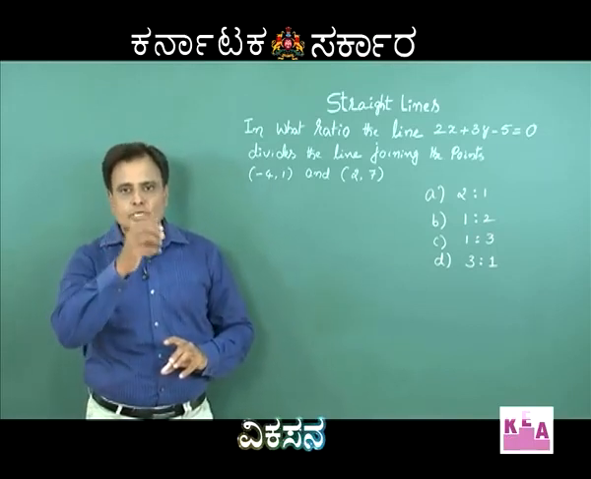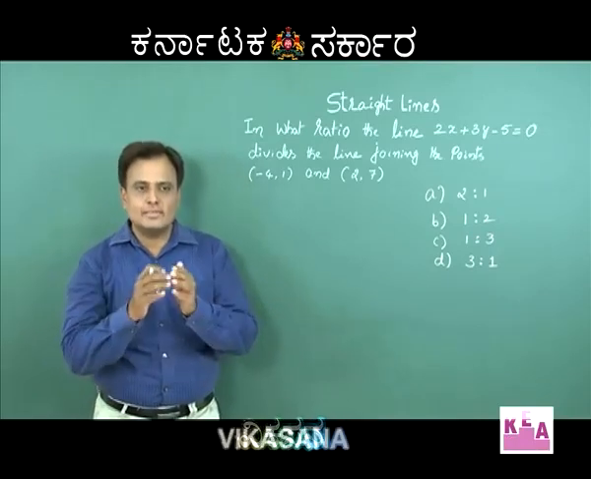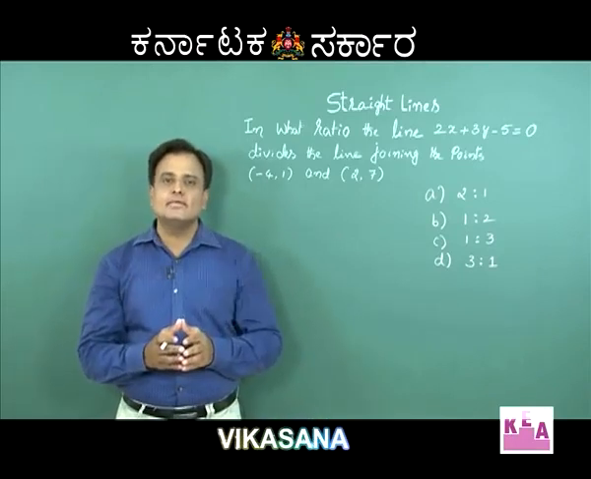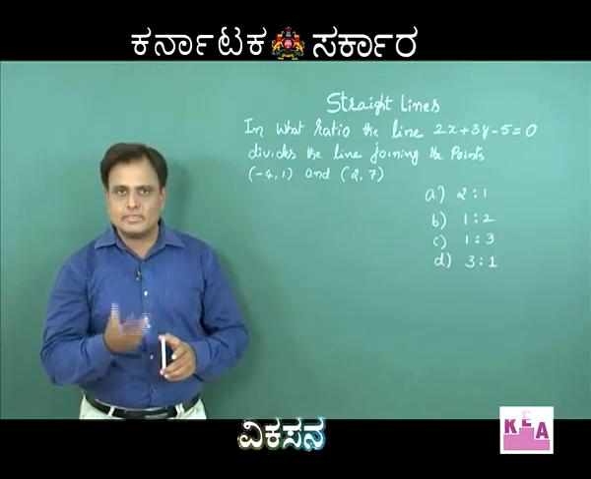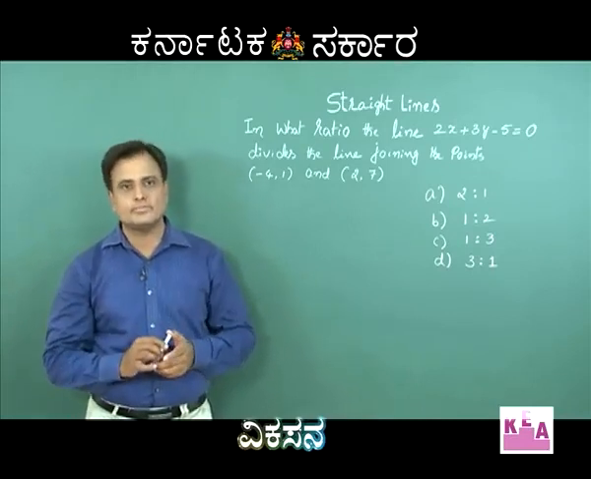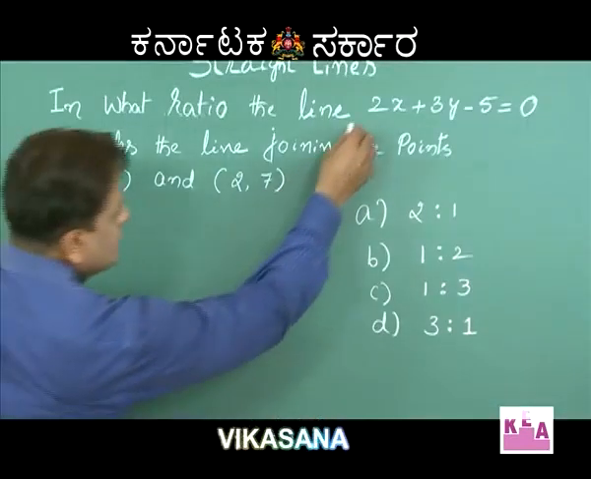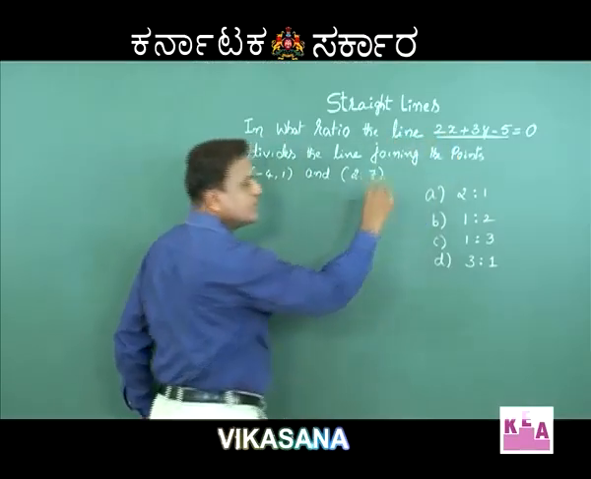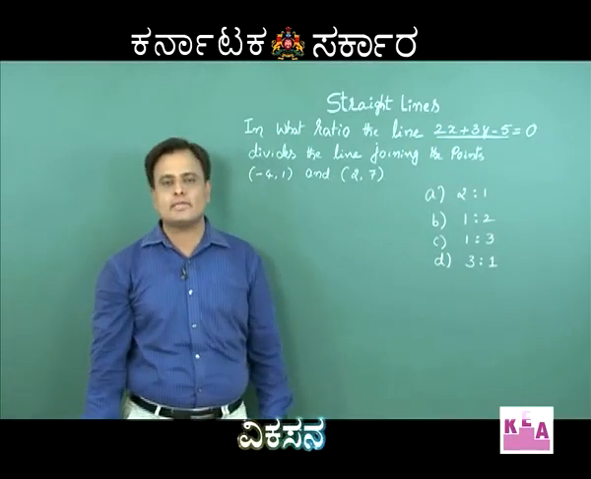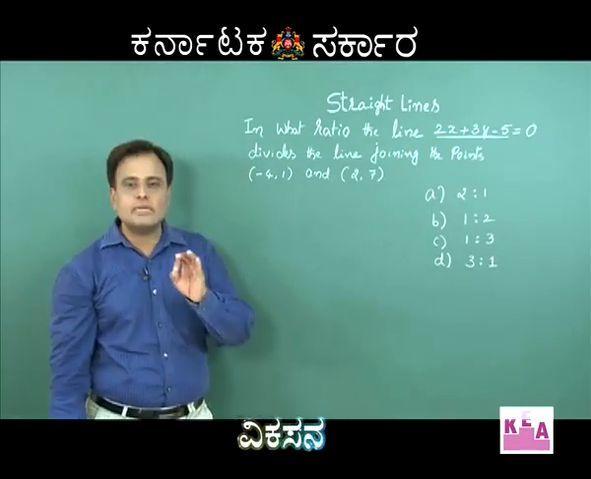Immediately in the question, as soon as you see the word "divides", immediately think that it is based on the distance section formula, maybe internal section or external section. So the given line is 2x + 3y - 5. Take only the LHS part.